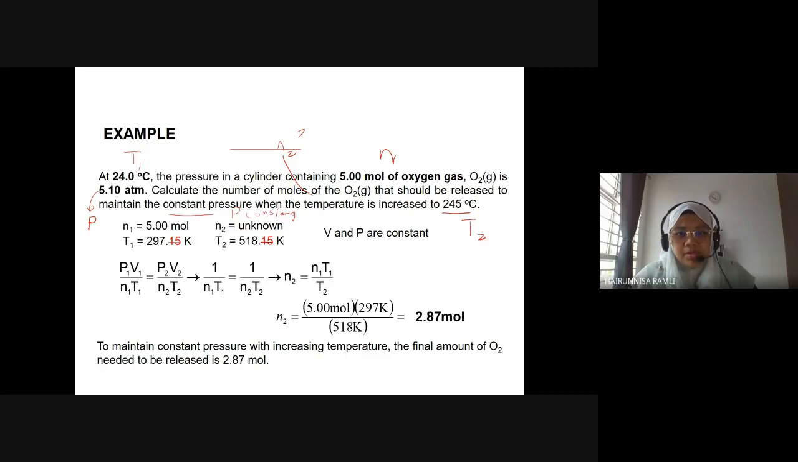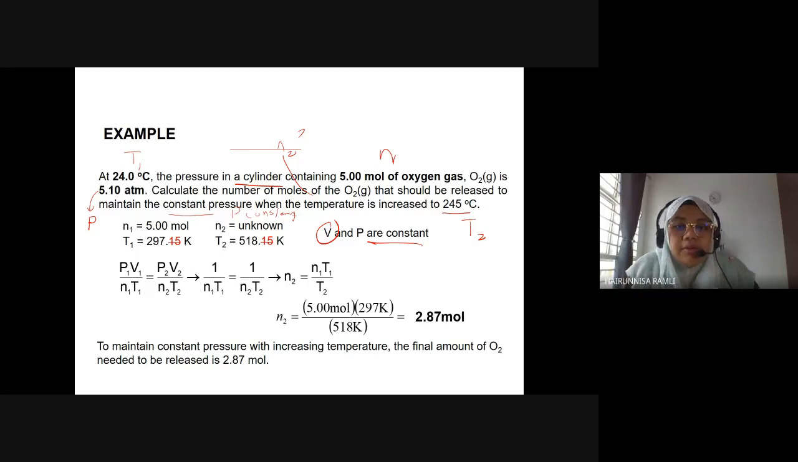So meaning that here N berubah. T pun berubah tapi P maintain. How about volume? So here volume dia tak ada mention apa-apa. So dan di dalam bekas yang sama. So we assume that this volume are constant tu lah.